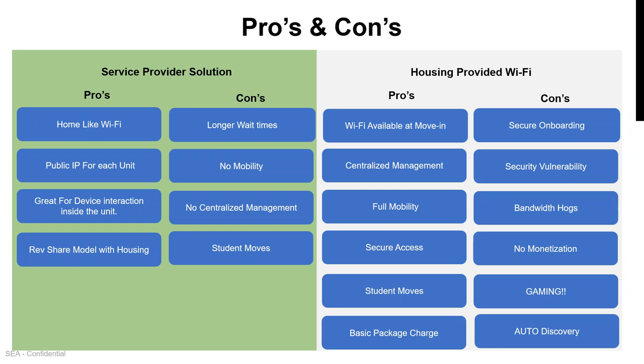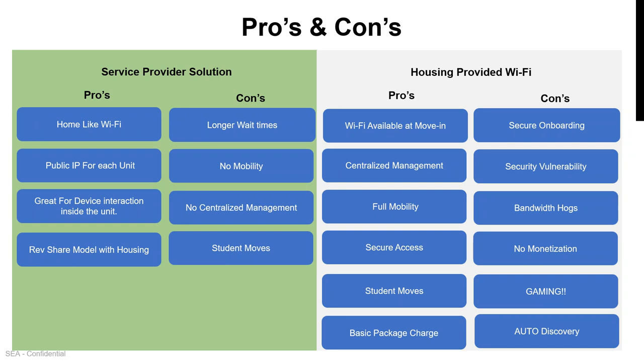There's no mobility. If you have a unit-wide Wi-Fi with every unit having their own CPE and broadcasting an SSID, there's no mobility there. You have Wi-Fi while you're in the unit, and then you go out and there's no Wi-Fi, till the point you get to a common area. There's obviously no centralized management for student housing or IT to look at what's actually going on.